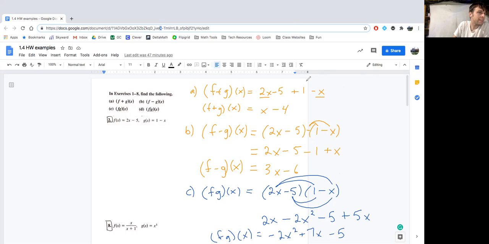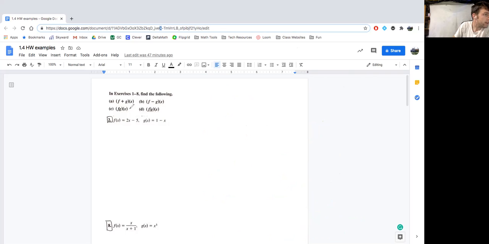I'm going to go ahead and erase this so that there's enough space to do the next one. Okay, next one is going to be the quotient of these two functions. So we're going to do f over g. Again, the order there matters, which one goes on top, which one goes on the bottom. So we have 2x minus 5 over 1 minus x. Now in this case, if there were any common factors that we could cancel out, we might have to factor one of these and do that, but there's nothing here to do. So this would just simply be our answer.